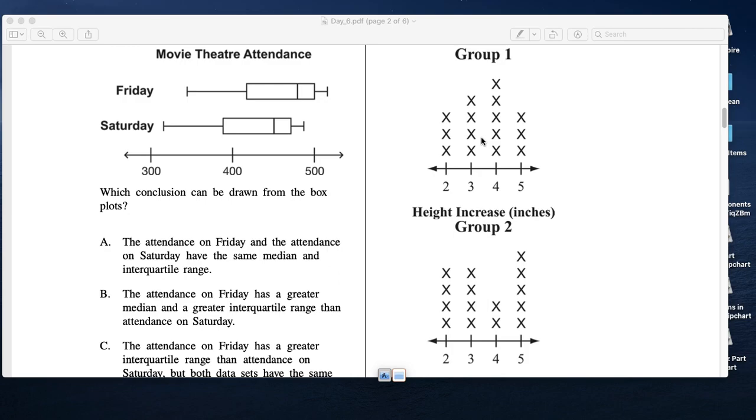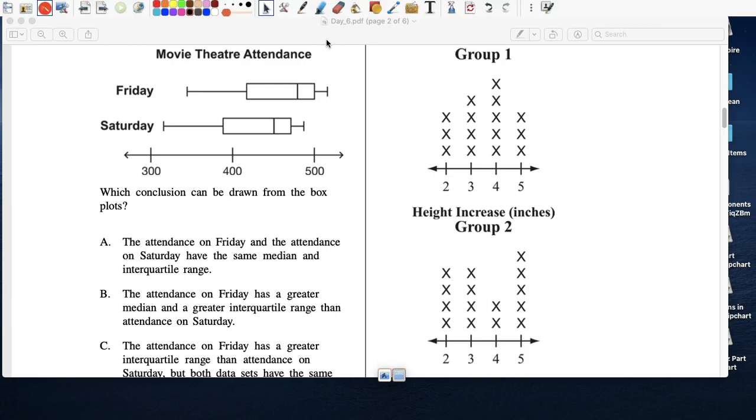Number 7. Both the median and the mode are greater for group 1 than group 2. Not true, because the mode in group 1 is 4, and the mode of group 2 is 5. So the mode here in group 2 is greater, so A is not right. B, both the median and the mode are greater for group 2 than group 1. I think the median is greater in group 1. That wouldn't be true. And again, you can find the median by crossing 1 from each side, and then you do the same thing for group 2. So that doesn't look like it's true.